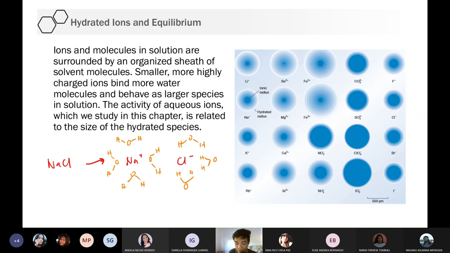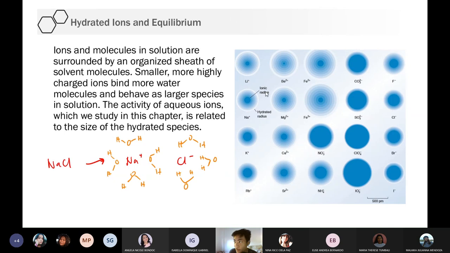So, ions and molecules in a solution are surrounded by an organized sheath of solvent molecules. So, yun nga yung idea dito that when you dissolve your ionic compounds, nagkakaroon tayo ng hydration sphere wherein andon yung water molecules attached to the ions. Smaller, more highly charged ions bind more water molecules and behave as larger species in the solution. Okay. So, ano lang yun?